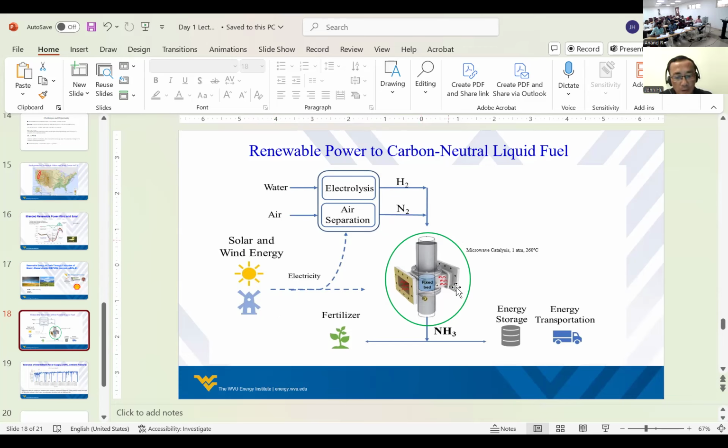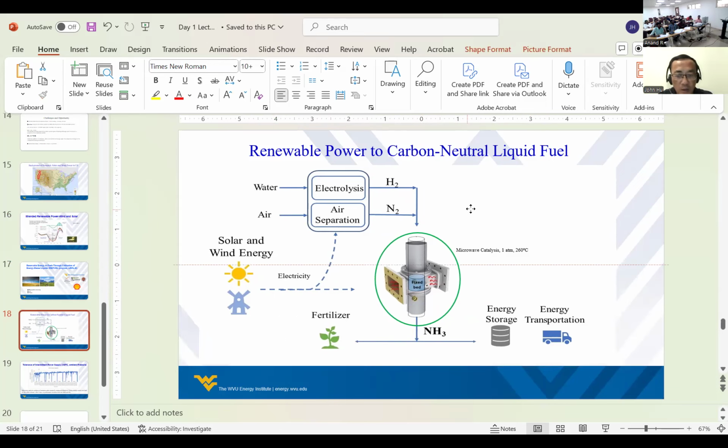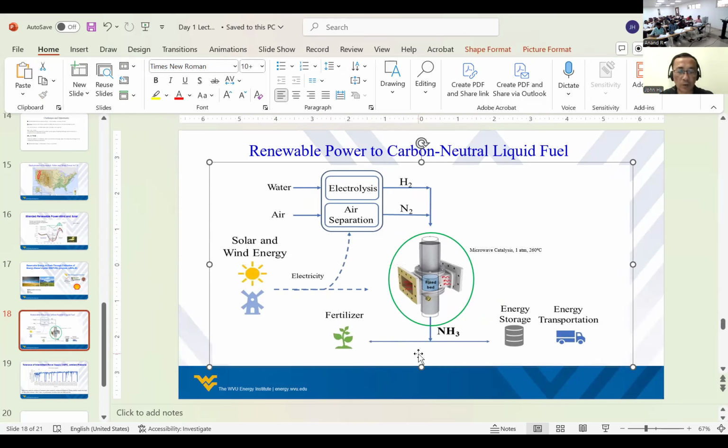Hydrogen and nitrogen coming out, and you make ammonia. Ammonia, which is liquid, can be transported and used as energy storage by truck, by railroad. And instead of burning ammonia, I can use it as a fertilizer. So there's a lot of utilization of ammonia, but the key is our proposal, which was founded in 2016, basically using a microwave reactor. Why do we use a microwave reactor? Because of economy of scale.